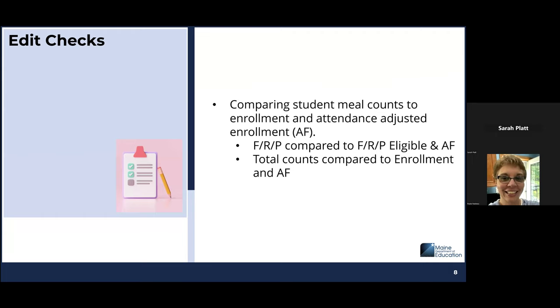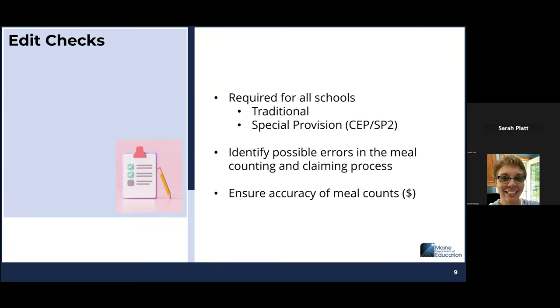When performing an edit check, what you're doing is comparing your student meal counts to student enrollment and attendance adjusted enrollment, which is attendance factor. If you are operating a special provision, what you're doing is comparing total student enrollment and total meal counts. Performing edit checks is required for all schools, whether you are operating under a traditional claiming process by free, reduced, paid or under a special provision. And again, the goal here is to identify any possible inaccuracies and ensure that the claim is as accurate as possible.